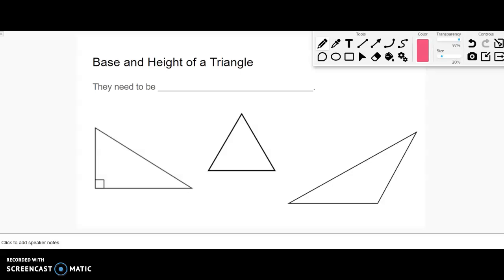All right, for this lesson, we are going to talk about how to find the base and the height of a triangle. Now we need to find this because this will then help us find the area in the next lesson. But we have to be able to find the base and the height. The most important thing to remember about finding the base and the height is that they need to be perpendicular. That is the most important thing and the thing that is easiest to get wrong.